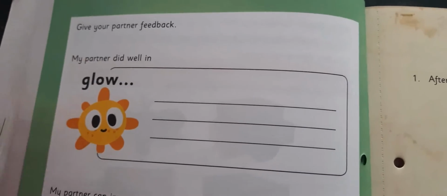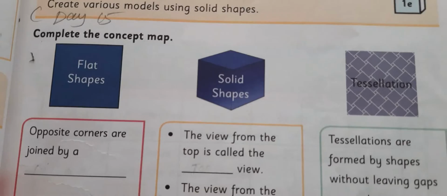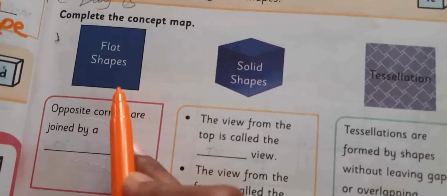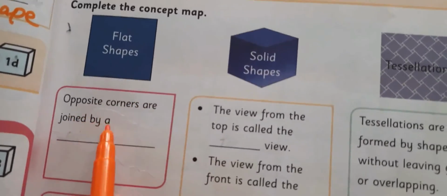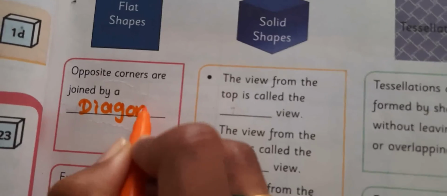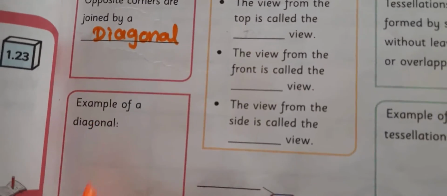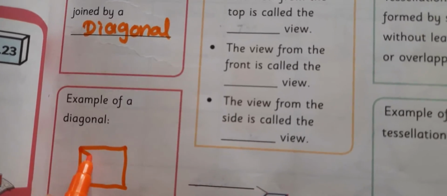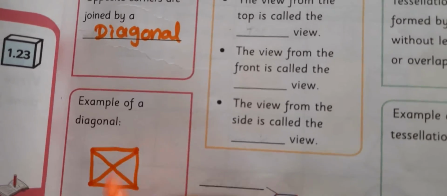So next you have to give your feedback for the category. Okay, the last one is the concept map. Concept map means you have to write what you learned from this topic. First one is flat shapes. Opposite corners are joined by a, very good, diagonal. Superb. So you have to draw one shape with the diagonals. Draw the square and use a scale to draw the diagonals.